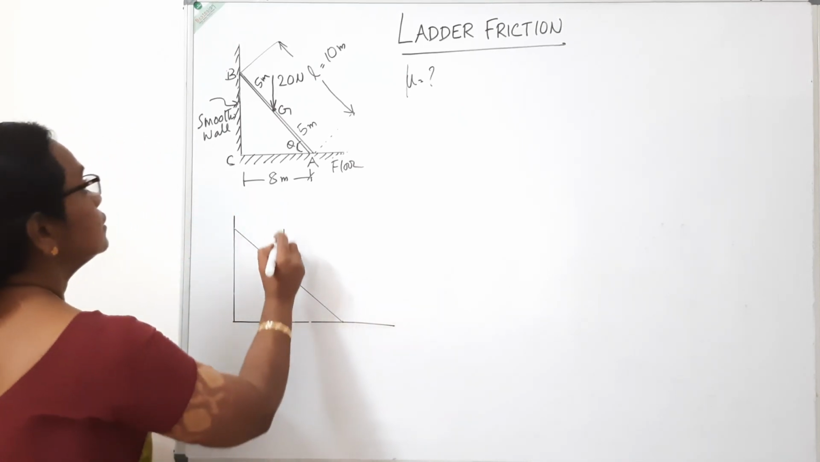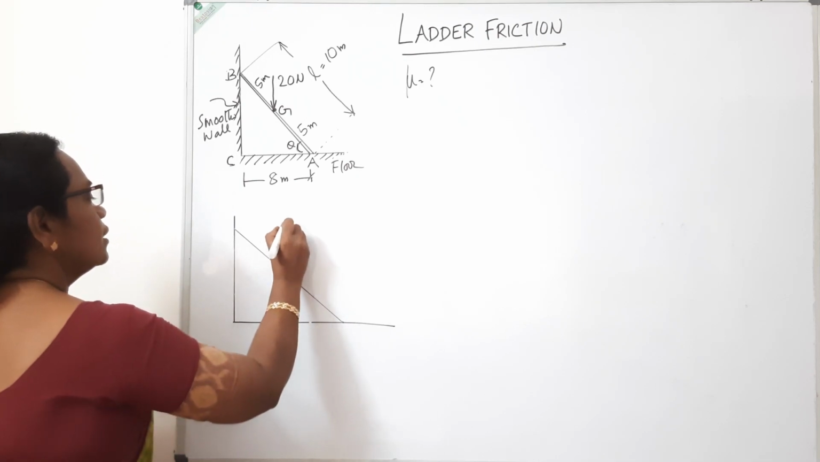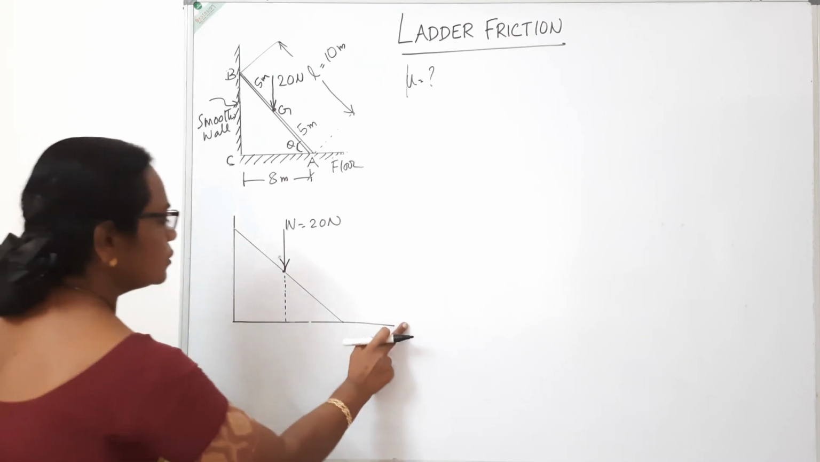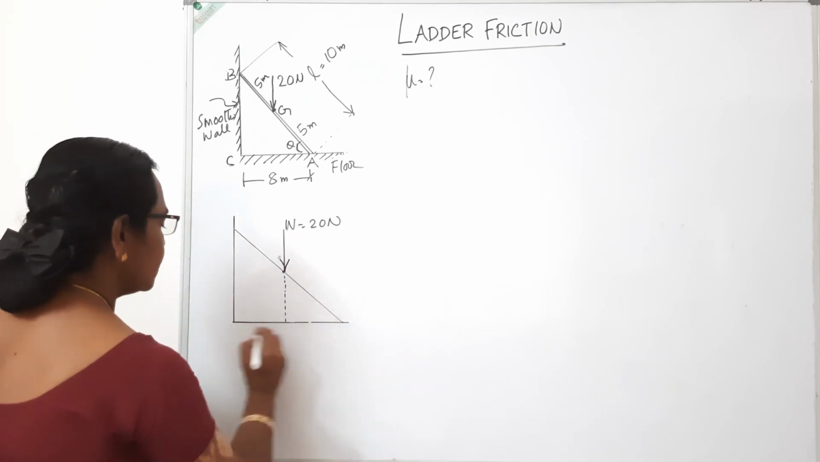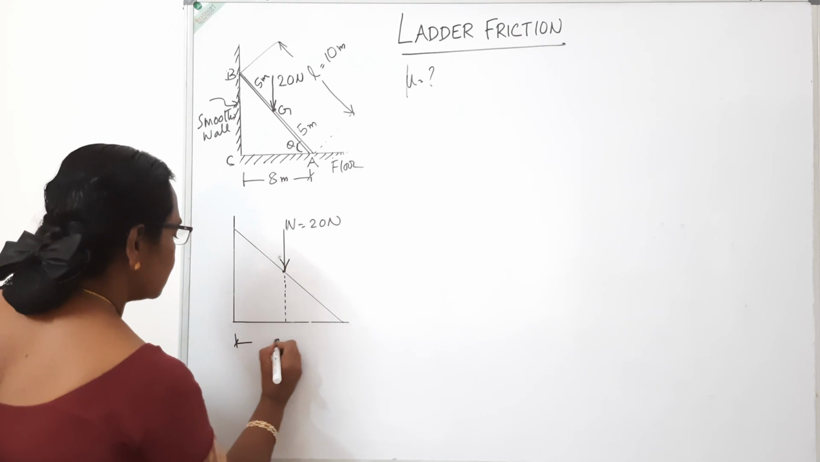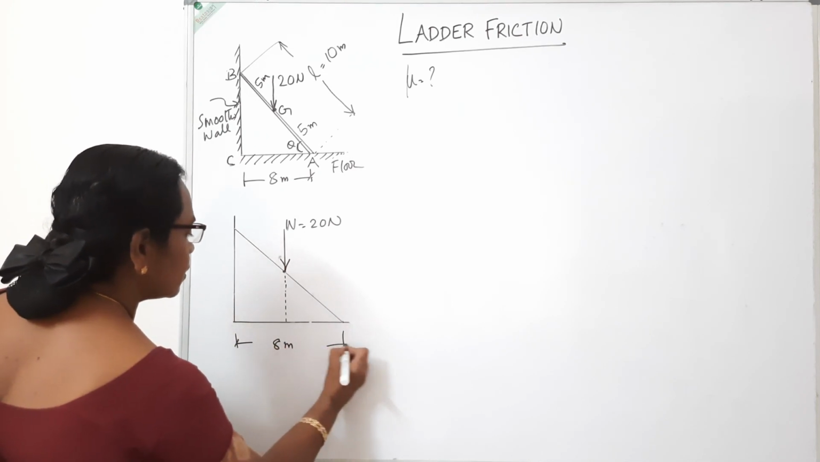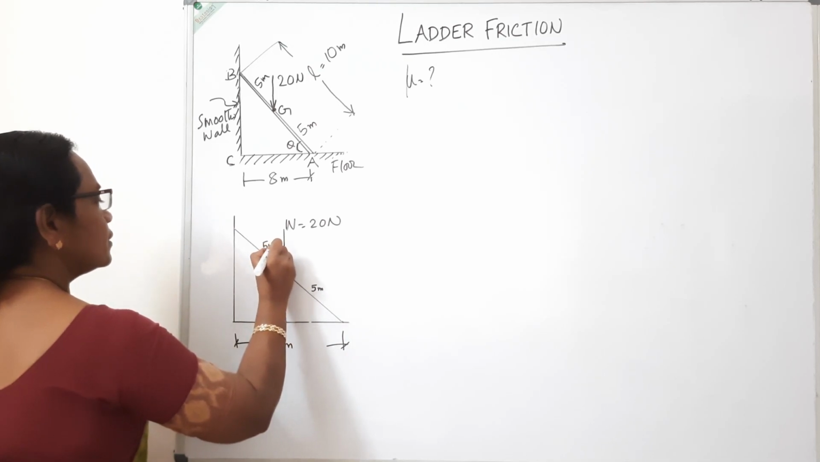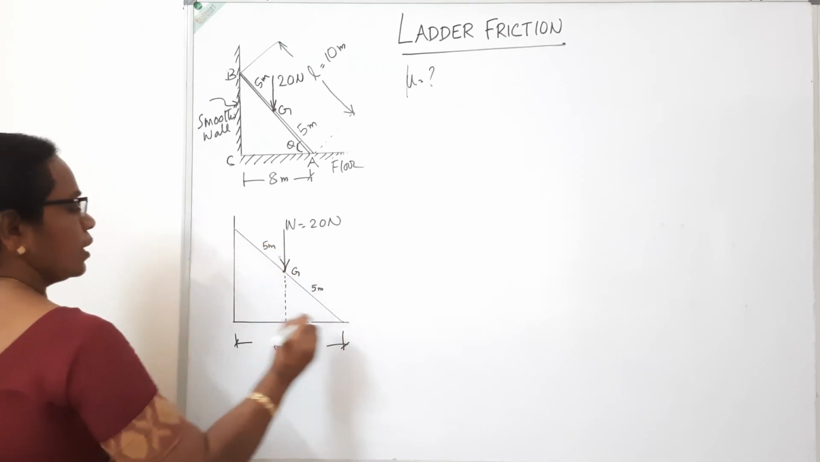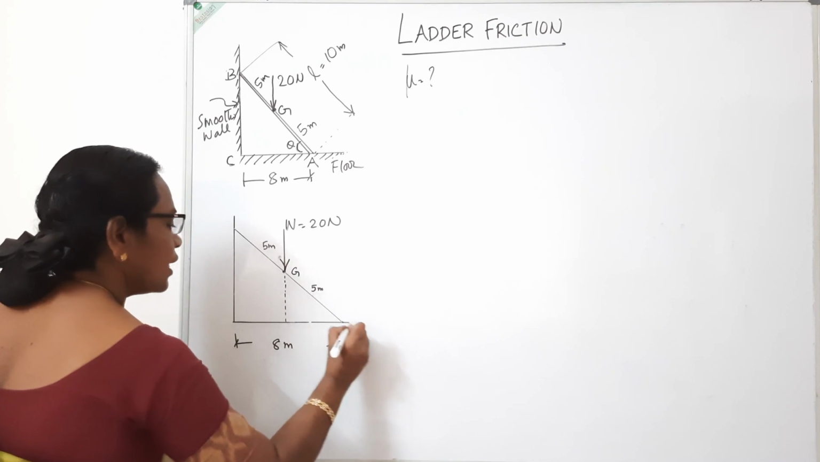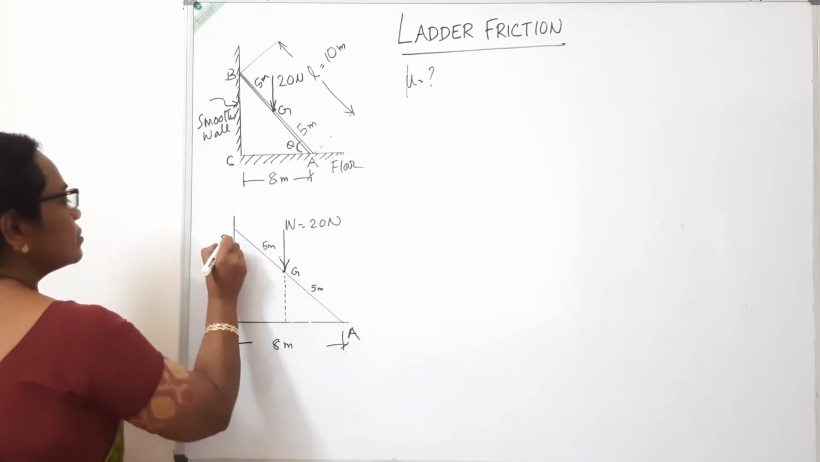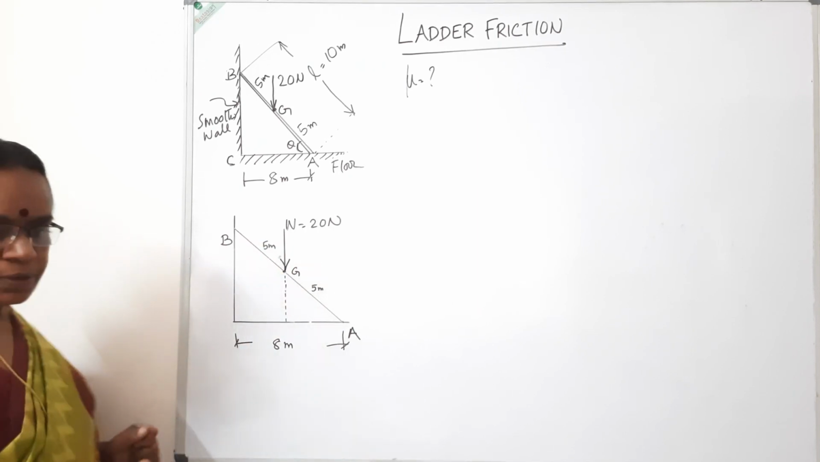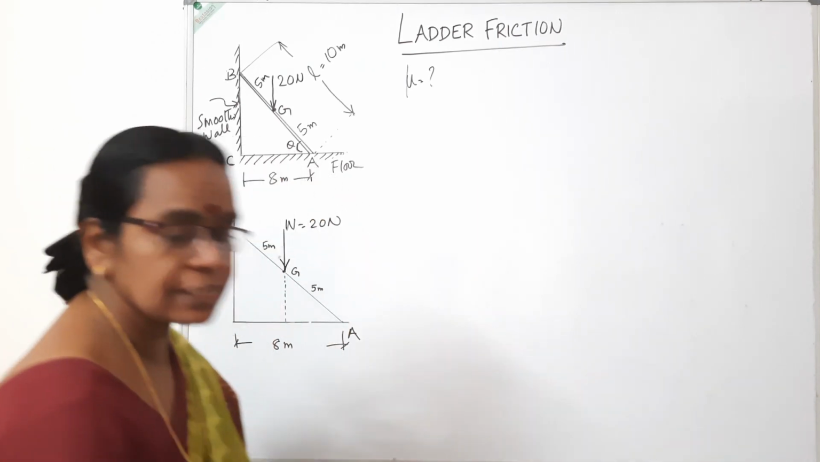So the self weight is going to act at the center, W is 20 Newton. And this is the floor, and this distance is given as 8 meter. So this is 5 meter, this is 5 meter, the center is G. I will mark this point of contact as A and this point of contact as B. So I have marked the self weight first, then mark other forces. What are the other forces?